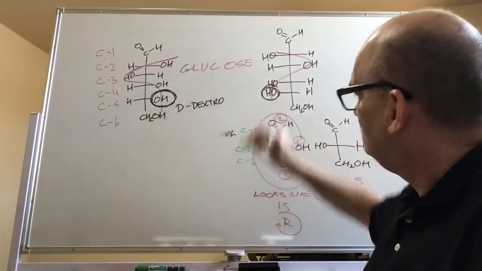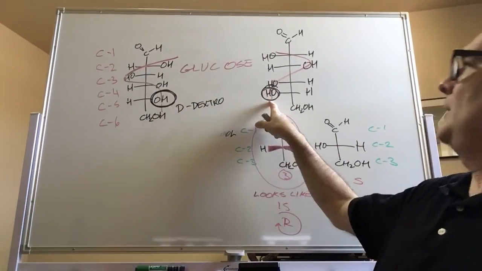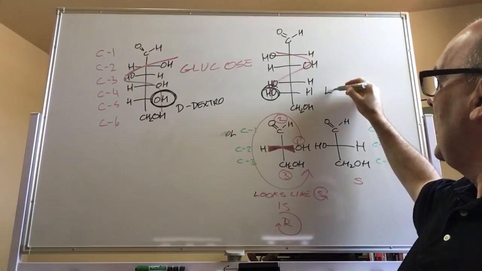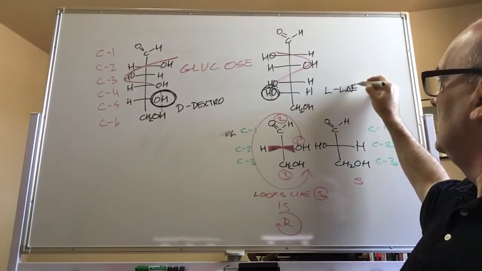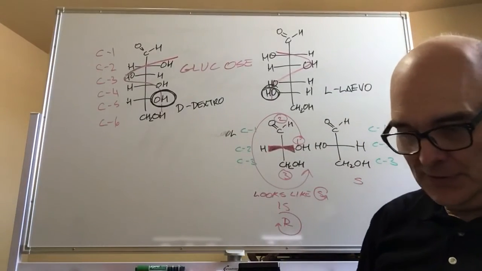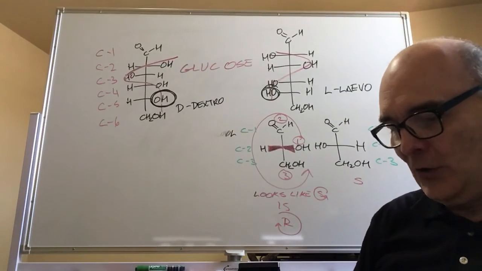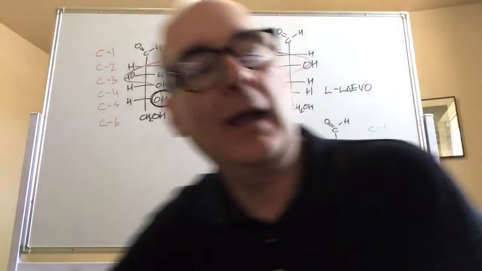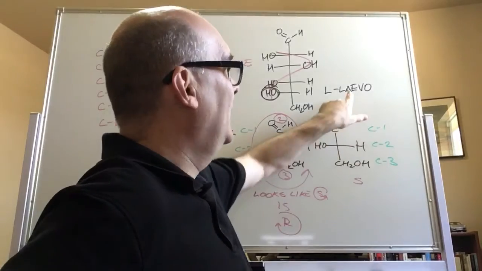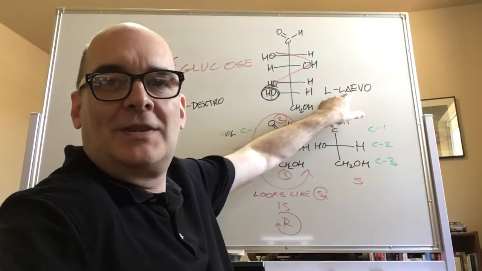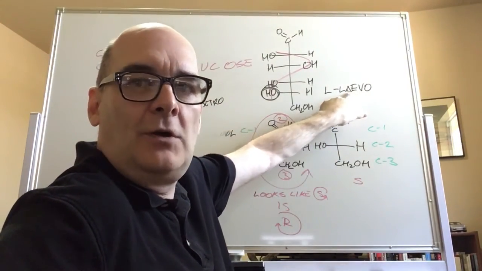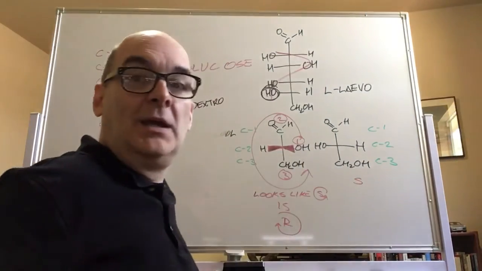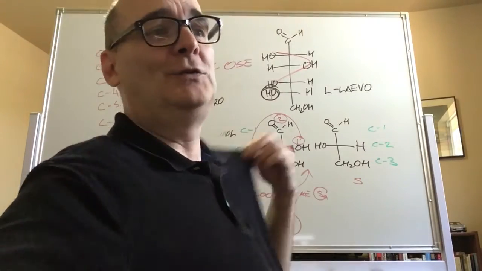If your bottommost chirality center is to the left, then you are an L sugar, which is levo, L-A-E-V-O. The dumbing down of America is continuing because this combination of vowels, the A-E, has been deemed to be too complicated for you to understand.